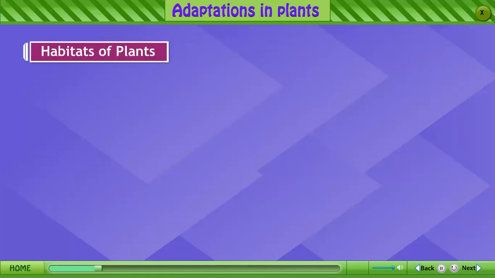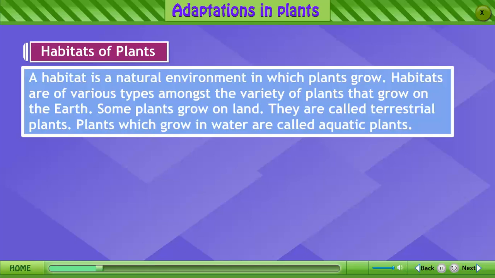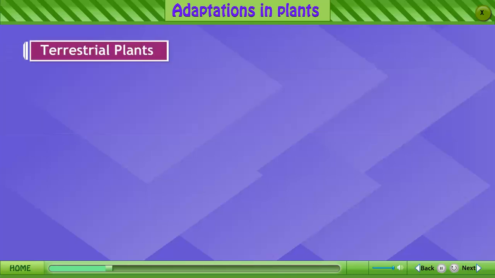Habitats of plants. A habitat is a natural environment in which plants grow. Habitats are of various types amongst the variety of plants that grow on the earth. Some plants grow on land. They are called terrestrial plants. Plants which grow in water are called aquatic plants.